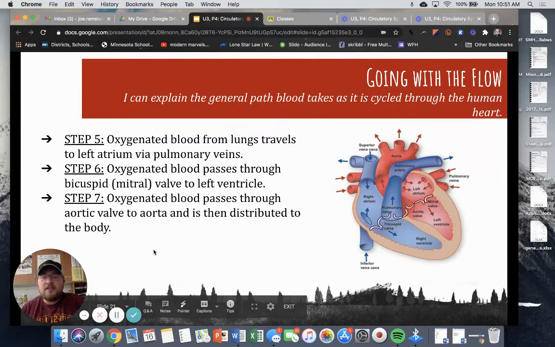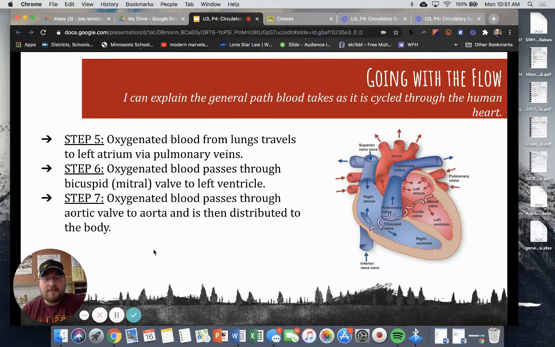Step 5, oxygenated blood from the lungs then travels to the left atrium through the pulmonary veins. Step 6, oxygenated blood passes through the bicuspid or mitral valve into the left ventricle. And lastly, oxygenated blood passes through the aortic valve into the aorta and is then distributed out towards the body.